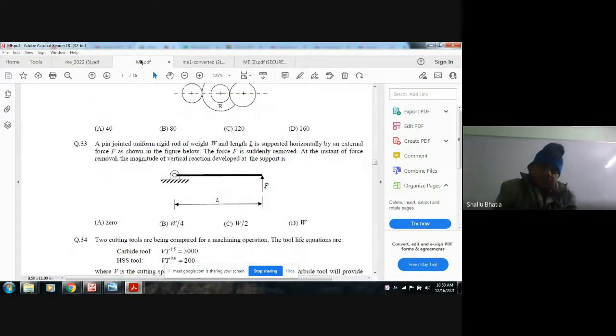A pin jointed uniform rigid rod of weight W and length L is supported horizontally by an external force F as shown in the figure below. The force F is suddenly removed. At the instant of force removal, the magnitude of the vertical reaction developed at the support is. So this is the figure, and this F is suddenly removed. Now we have to find the reaction. Options are A 0, B W by 4, C W by 2, D W. Okay, so let us see.